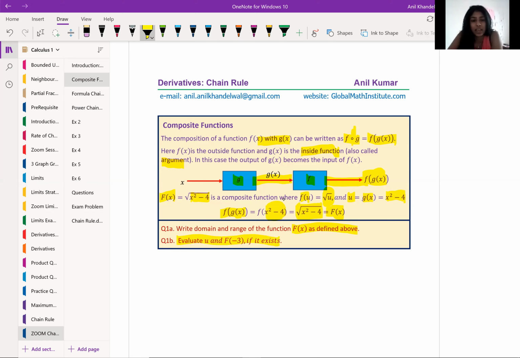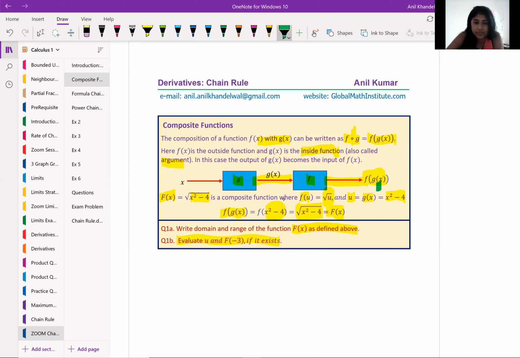Question number 1B. Can you answer this one, please? Evaluate g and F of minus 3 if it exists. How will you work on this? You just substitute the minus 3: you would put it into g of x, and then that value you put into f of x. That is correct. So you start from inside out.